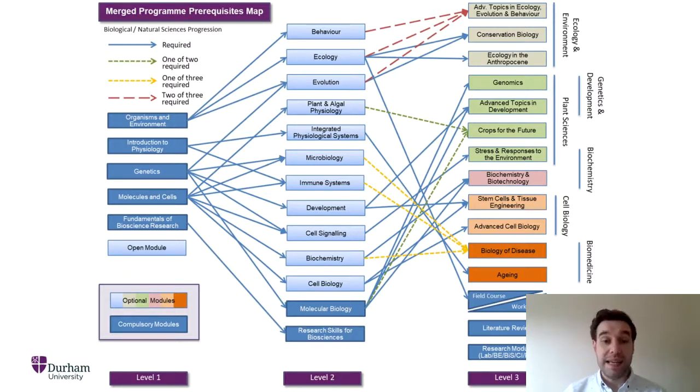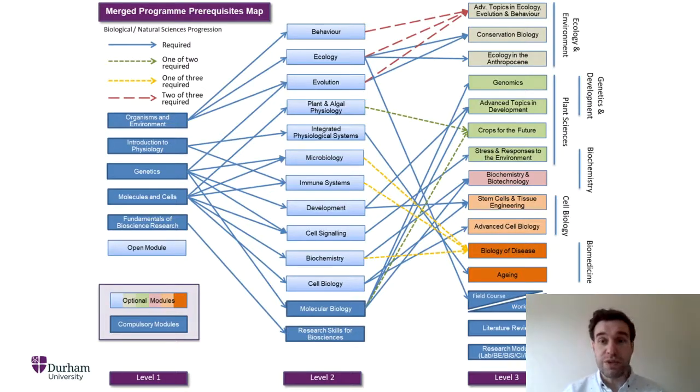Now, the key to picking these options is all of these arrows, because there are prerequisites as you move through the degree. Let's say, for example, if you wanted to be an ecologist and do ecology in the Anthropocene in your 3rd year, you are required by this blue arrow to have done ecology in the 2nd year. That makes sense. Similarly, you can't do biochemistry in the 3rd year without biochemistry in the 2nd year. So you have to follow these arrow patterns, and sometimes there are options.